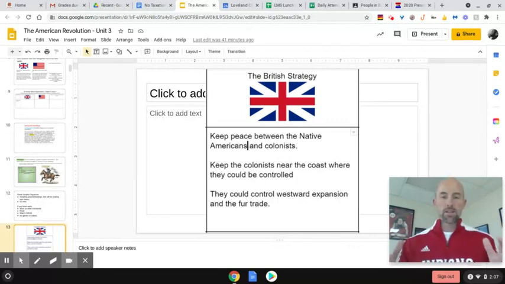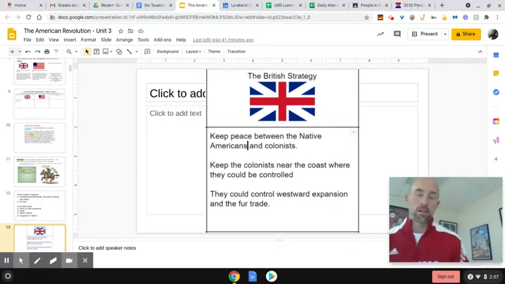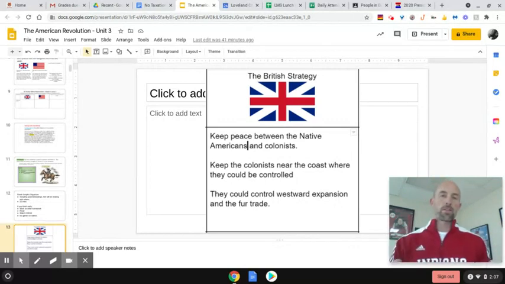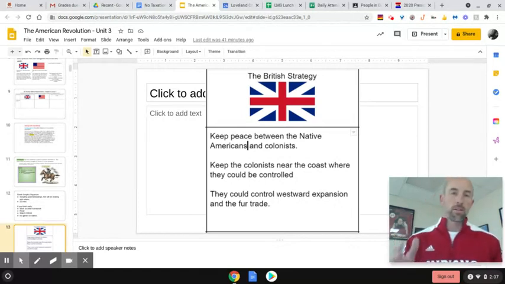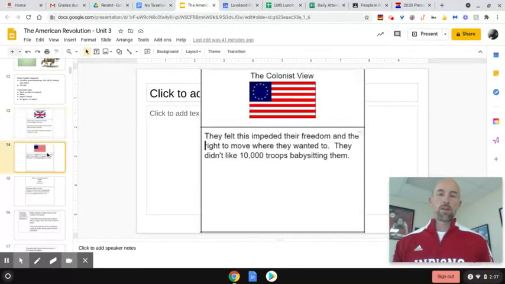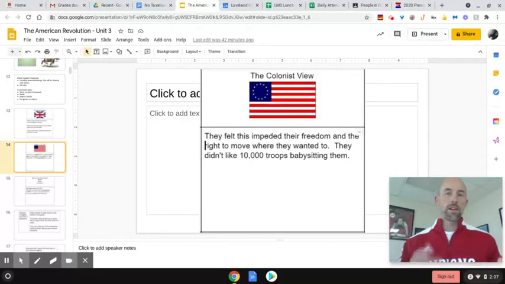This kept the colonists near the coast where they could be controlled by the British soldiers or the authorities in America at the time. It would also control the westward expansion of their nation and let them control the fur trade. So that's why the Brits did it. How did the Americans feel about that? Well, I think we talked about this, but they felt this impeded their freedom and their right to move where they wanted to. And they didn't like 10,000 troops being sent over here to watch them. So those were the issues during that time.